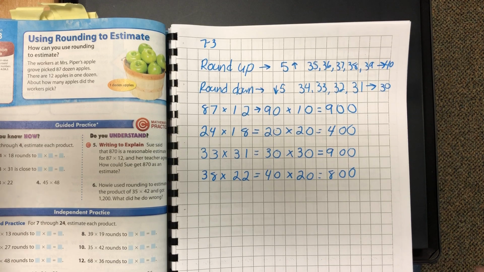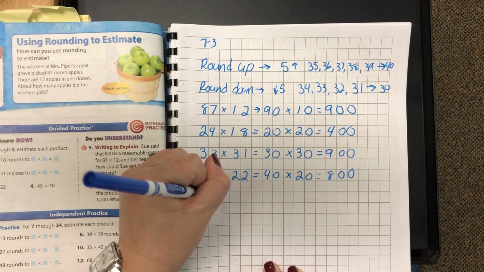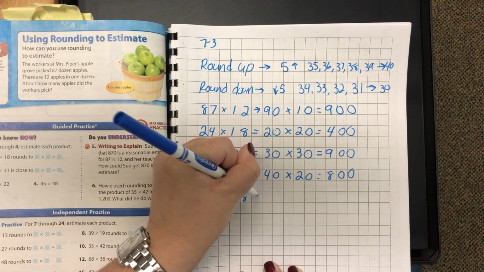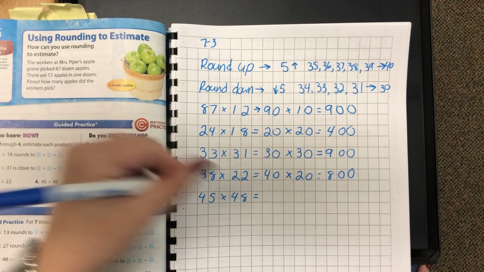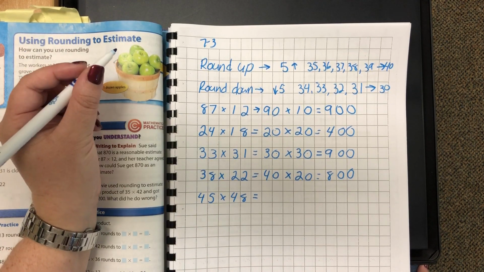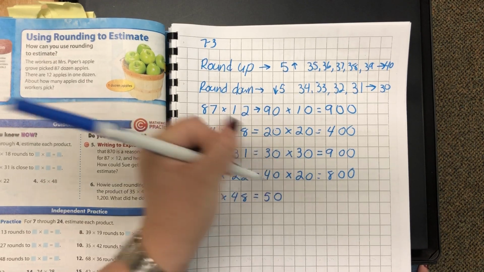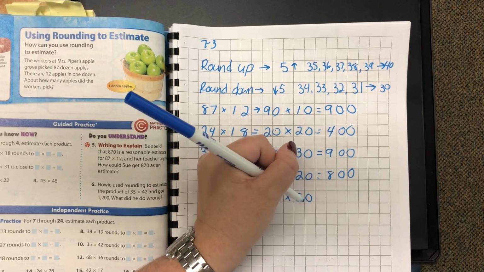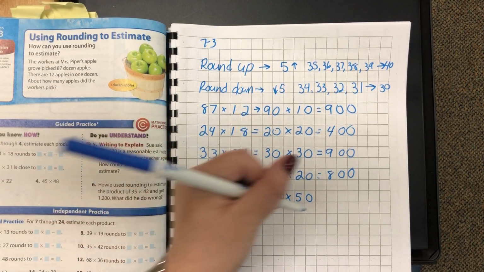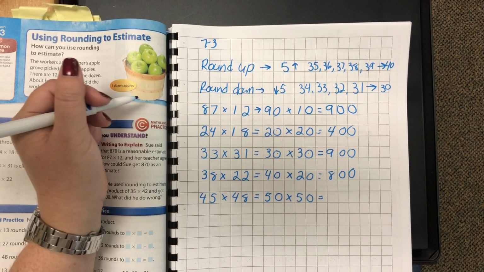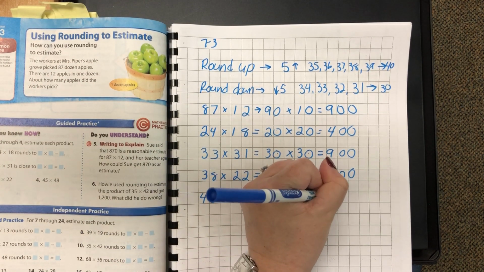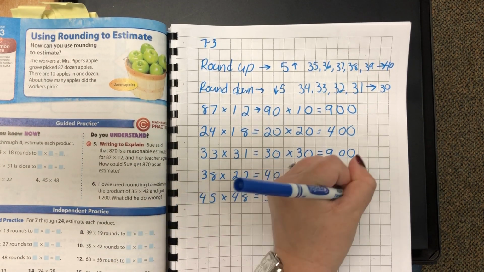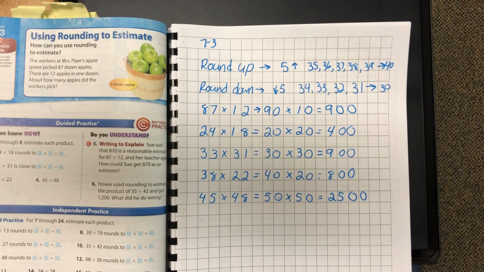What about 45 times 48? 45 gets rounded to 50, and 48 gets rounded to 50. 5 times 5? 25. Add my 0, 2,500. Okay, that's all you're doing.